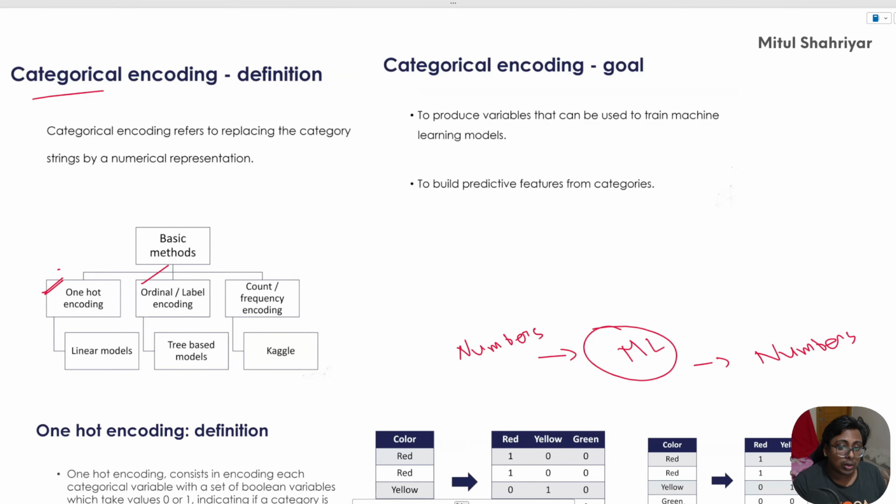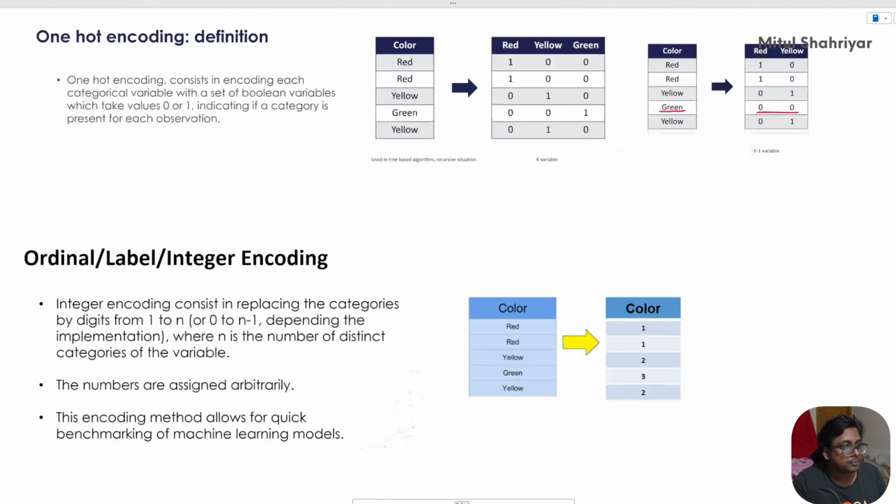Now let's start with the one hot encoding technique. Here you can see one hot encoding. What's happening here? In one hot encoding, just look at the strings we had. One-hot encoding consists of encoding each categorical variable with a set of Boolean variables which take the values 0 and 1, indicating whether a category is present for each observation.